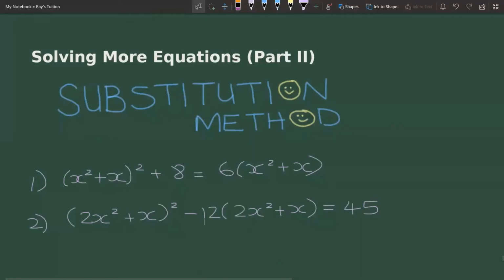Everybody, and welcome to the second video where we look at different types of solving equations. In this video, we have a look at using a method called the substitution method.